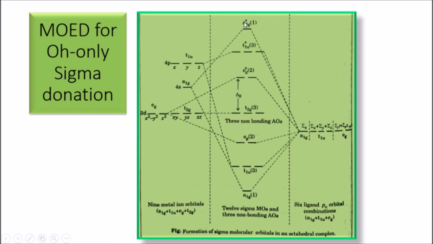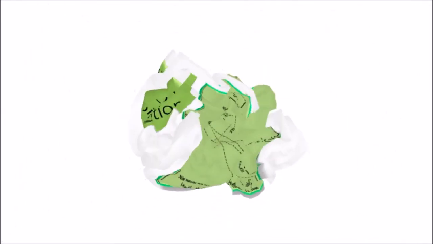You need to represent MO in this energy order only. If the energy order gets changed, you won't get the marks for that. That you need to keep in mind, friends.